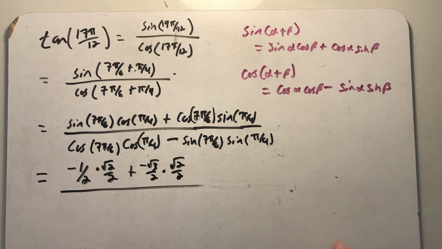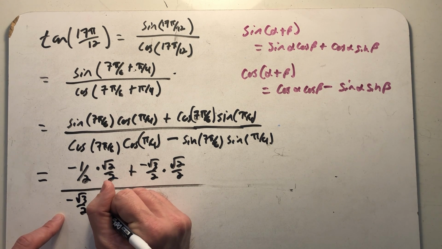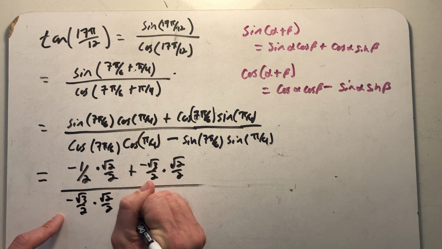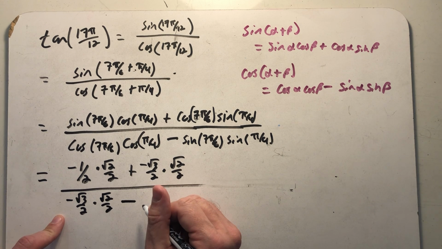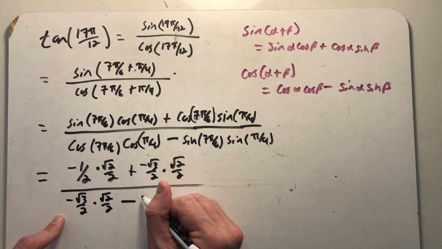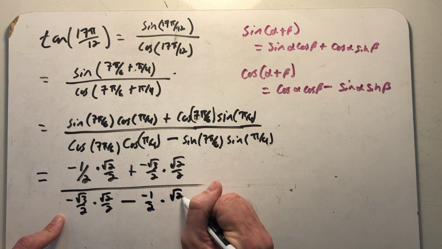On the bottom, I go through and do the same thing. And I have the cosine of 7 pi over 6 is minus root 3 over 2. Cosine of pi fourths, still root 2 over 2. Got the subtraction sign from my addition formula for cosine. The sine of 7 pi over 6 is minus 1/2. And then finally, the sine of pi fourths, root 2 over 2.